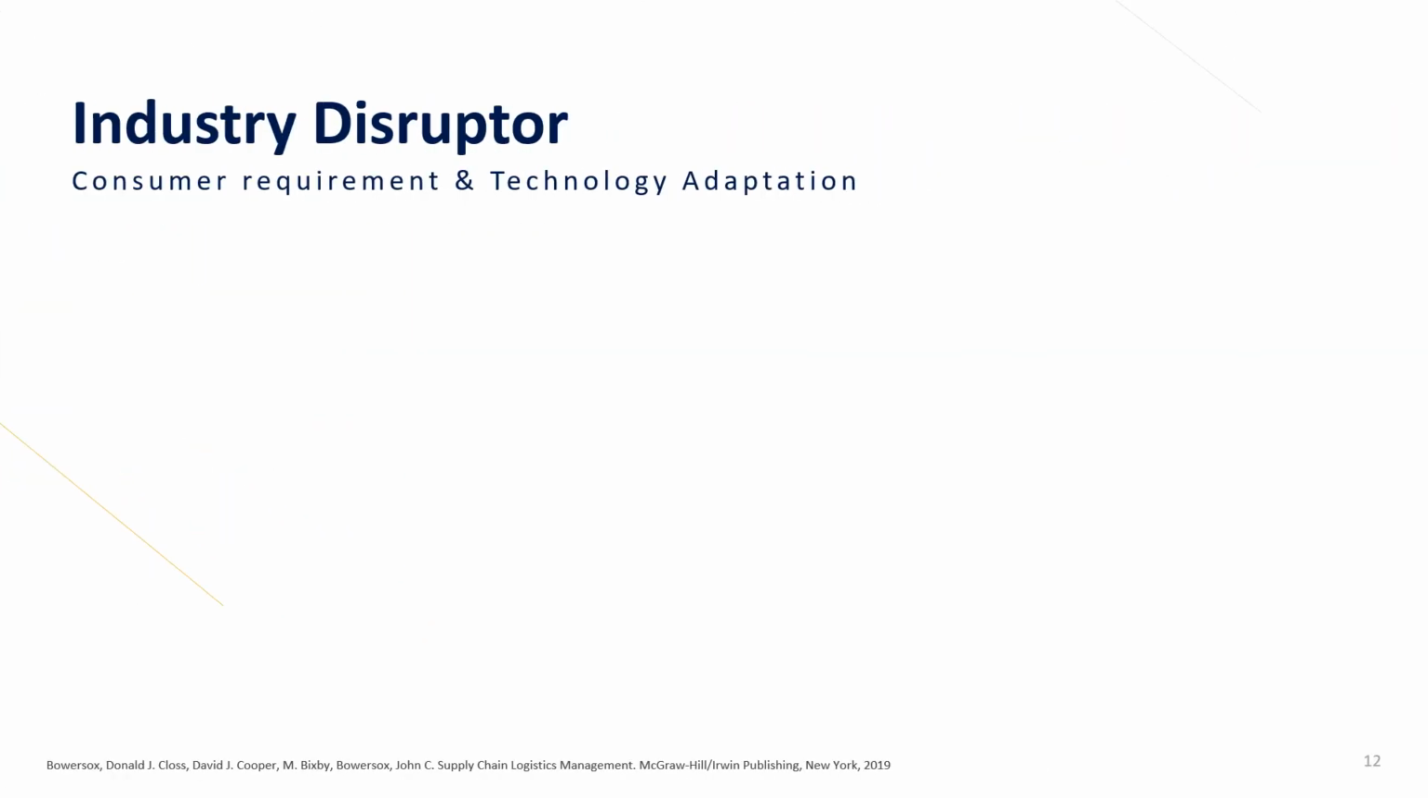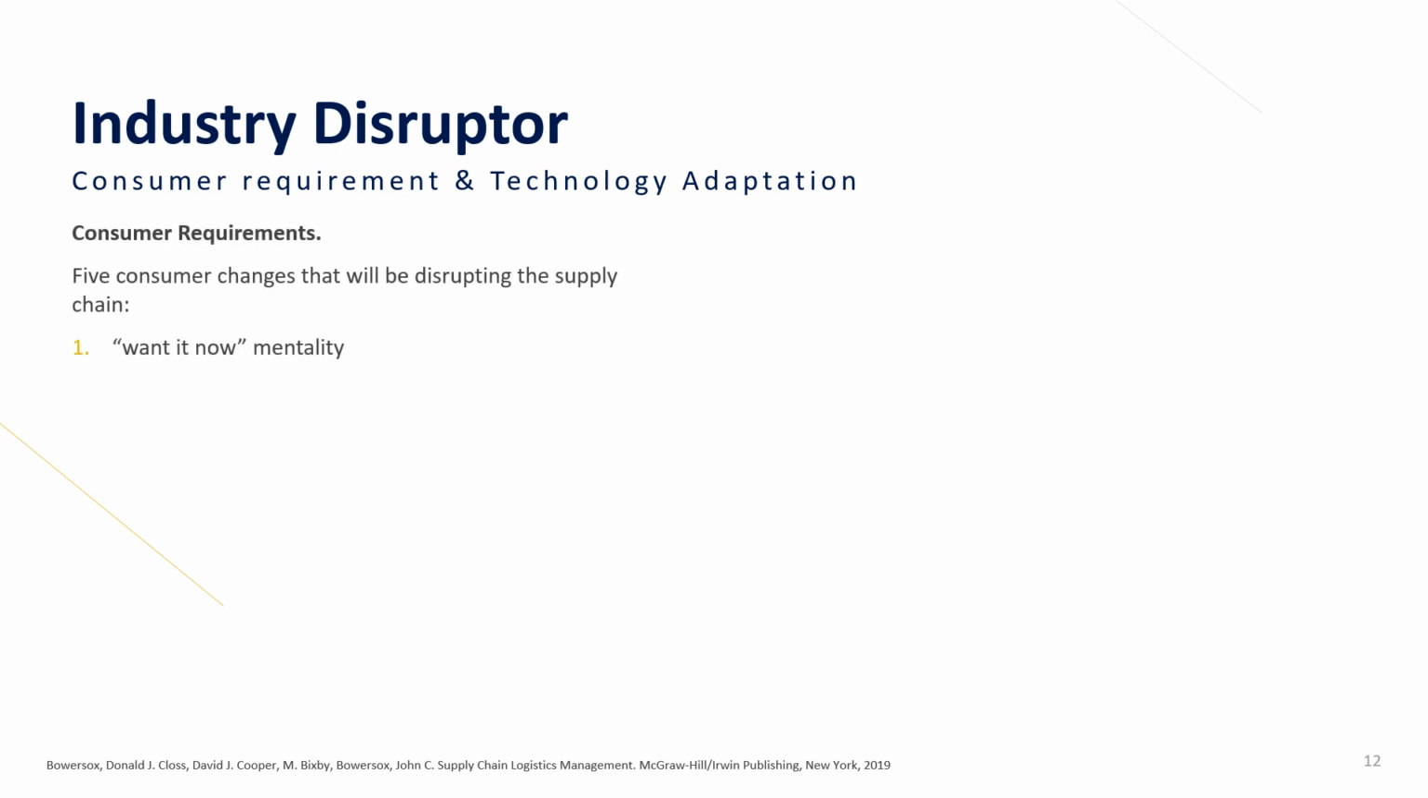Okay, we know that the environment in the industry is always changing. So high performance supply chain and logistics systems need to be adaptive to these changes. There are two types of changes we can categorize here: changes of the supply chain based on the consumer requirements, and then the technology adaptations.